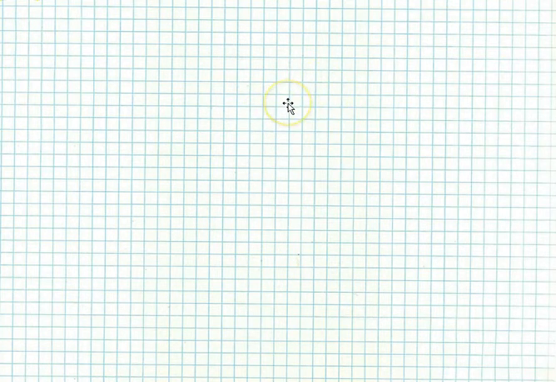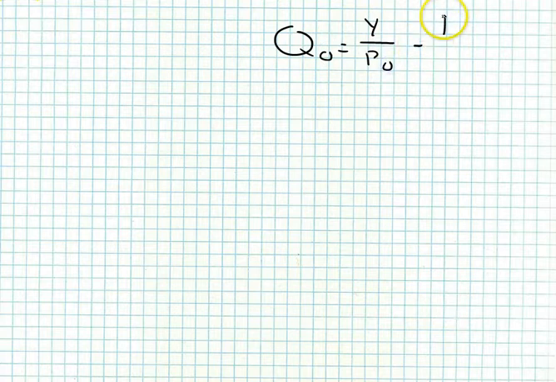And remember, we always start with our budget line. The quantity of other goods is equal to income divided by PO minus PF over PO QF. Or the quantity of other goods equals the y-intercept minus the slope times the quantity of food.